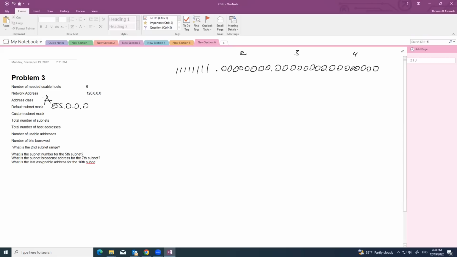Here's the requirement: we need only 6 usable hosts. So here's the formula: 2 to the power of n minus 2 equals 6, where n is the number of host bits we need to get 6. How many bits should be here? Let's calculate. Probably 3, right? 2 to the power of 3 is 8, minus 2 is 6. So we need only 3 zeros here.